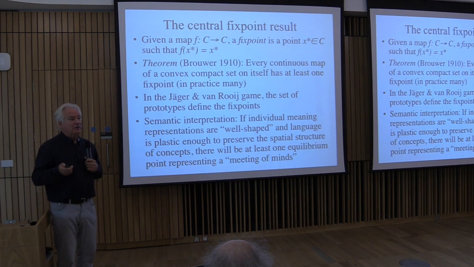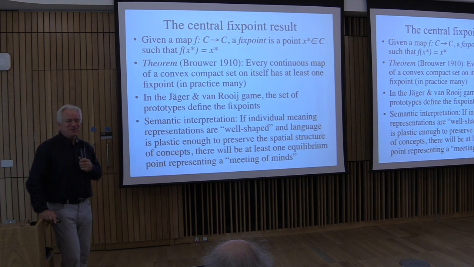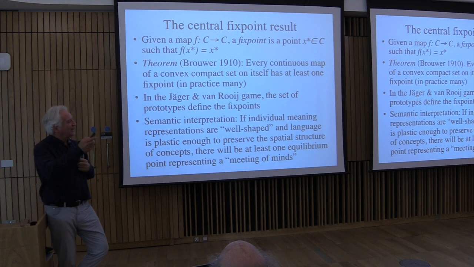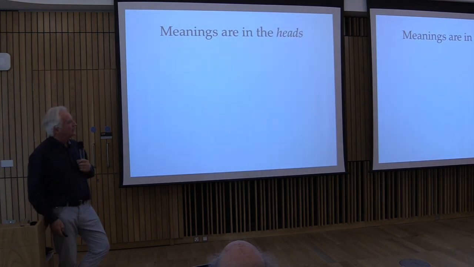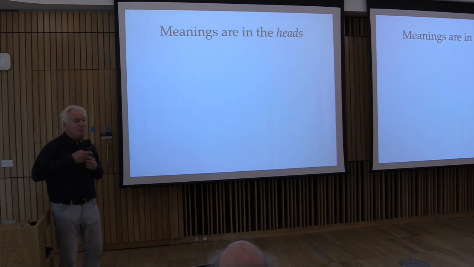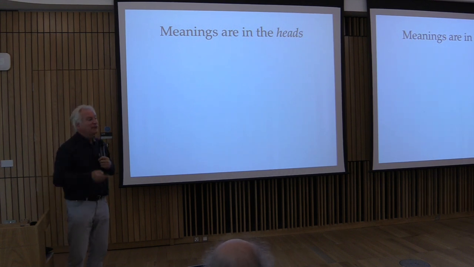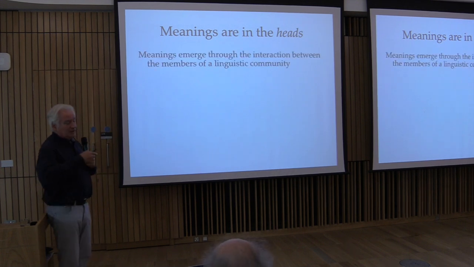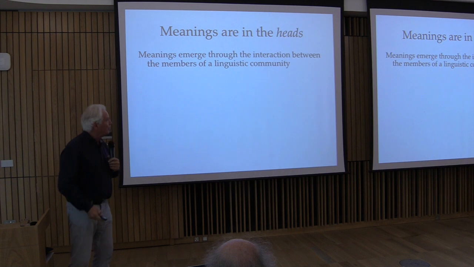So I'm not saying that your understanding of red is exactly the same as my understanding of red. By the way, I'm partially colorblind, so that's fairly obvious. But it still works because they're close enough, and the mapping is fairly good. So this is my more formal analysis of what I mean by meanings are in the heads. They emerge via these interactions as fixed points in these semantic mapping functions. And of course, they emerge through interactions.